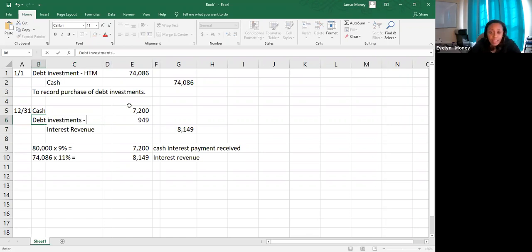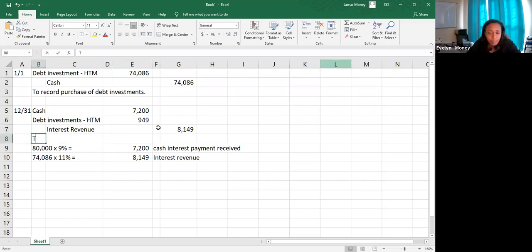investments, my asset. And the reason why we're debiting this account is because at the end of the life of these bonds, the amortized cost, or that carrying value, has to be equal to the par value. So this 74,086 is slowly moving up to 80,000. So at the end of that 5-year period, when the bonds get paid off, we get $80,000 in cash, and we take the debt investment, $80,000, off the books. So we should debit debt investments HTM, and that's going to make that number slowly rise up to 80,000.